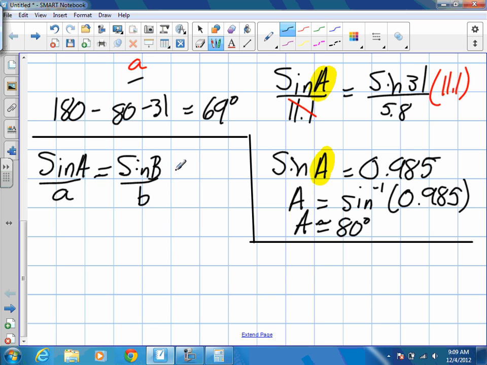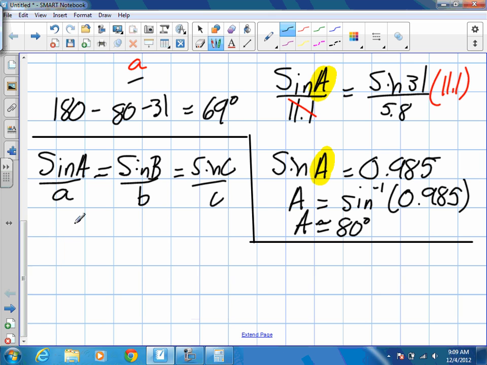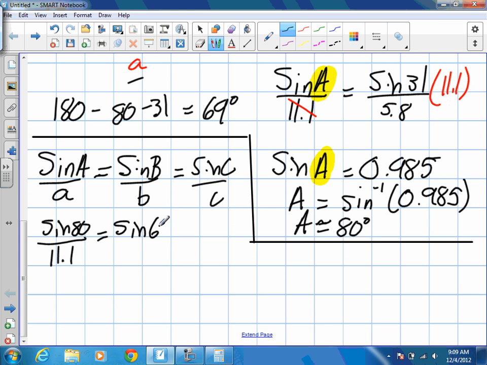So, we have the A's. A is 80, and its side is 11.1, so we have sine 80 divided by 11.1. So now that's a complete ratio, so we can possibly use that in our question. Or sine B, well, we have angle B, which we discovered to be 69. I still don't know side B. And then sine C, we had all that information. That was 31 and 5.8.